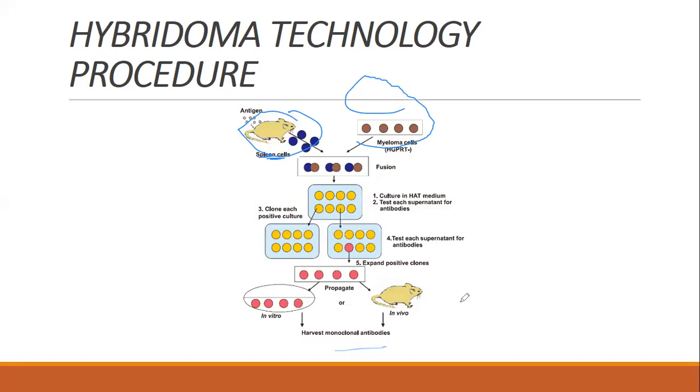So how is the whole process? This is a general overview of hybridoma technology. I will explain this whole procedure in a brief way in our next slides. One more point here is that the fusion occurs in the presence of PEG.